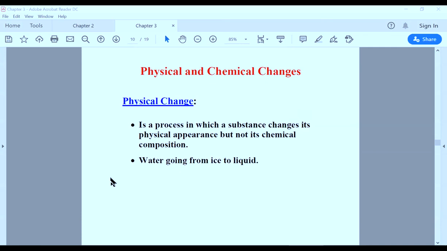Now, we have what's called physical and chemical changes. A physical change is a process in which the substance changes its physical appearance, but it's still the same chemical composition. An example of that is if you have an ice cube and it melts, it goes from a solid to a liquid, that's a physical change. If I take a piece of paper and rip it in half, the paper is still that same chemical, but it's undergone a physical change.